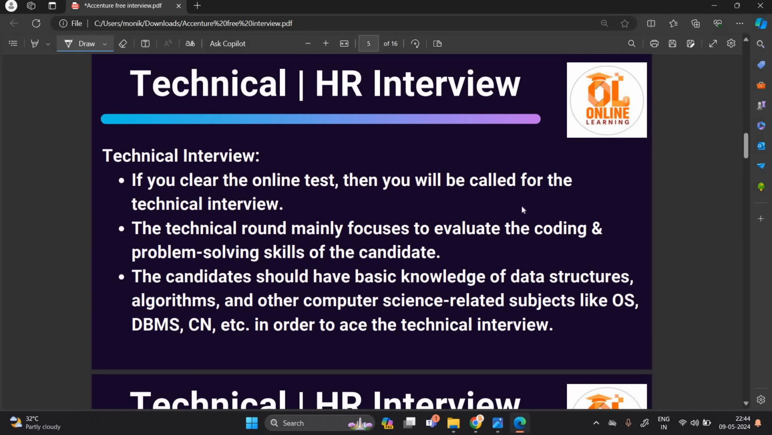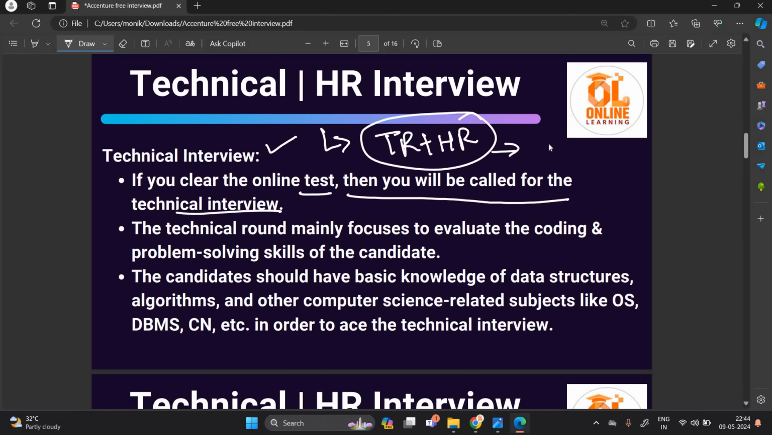Let's discuss the technical and HR interview. In the technical interview, if you clear the online test, then you will be called for the technical interview. Basically, in Accenture, technical and HR are in a combined form. It totally depends on the interviewer what they ask related to technical and HR questions.